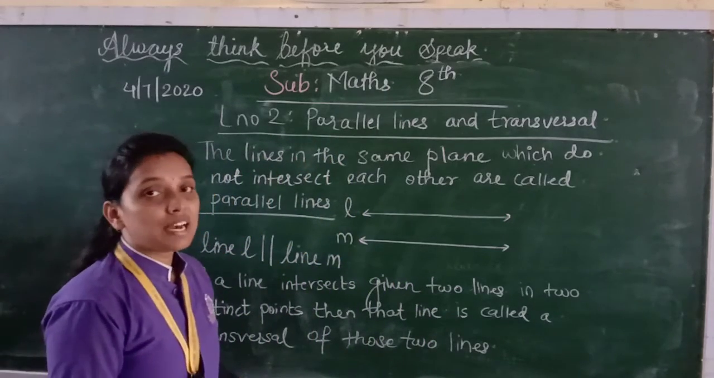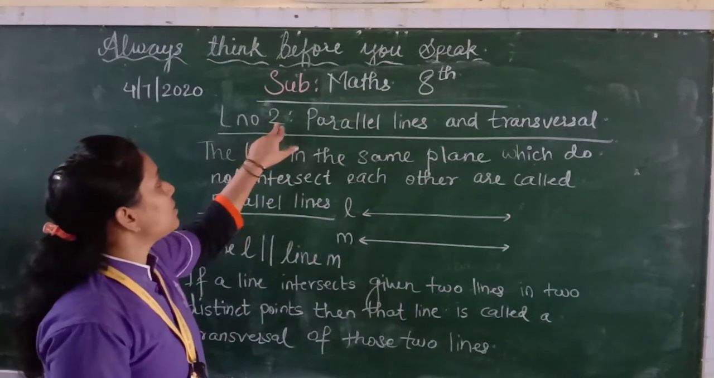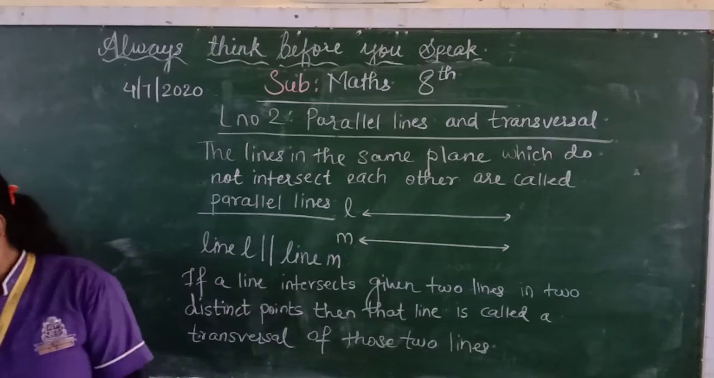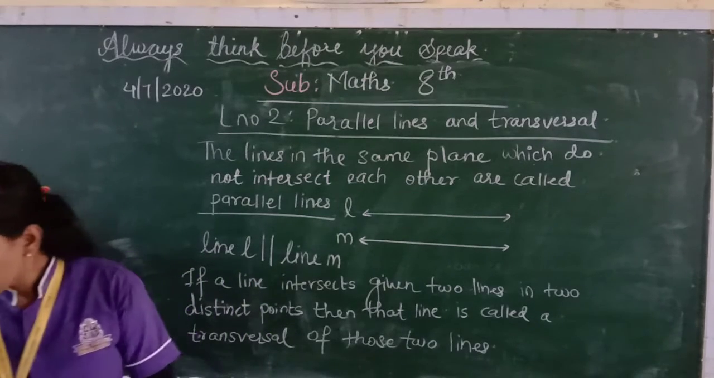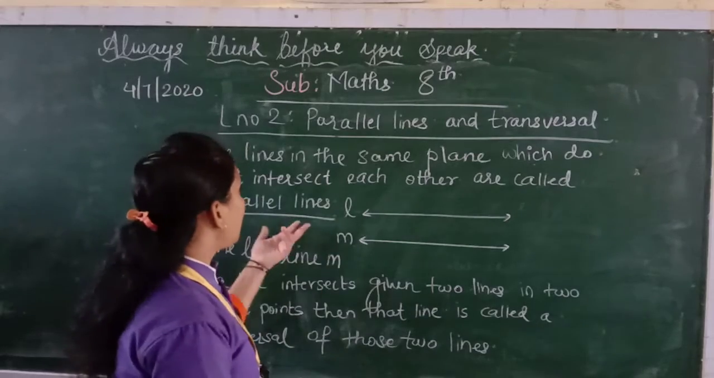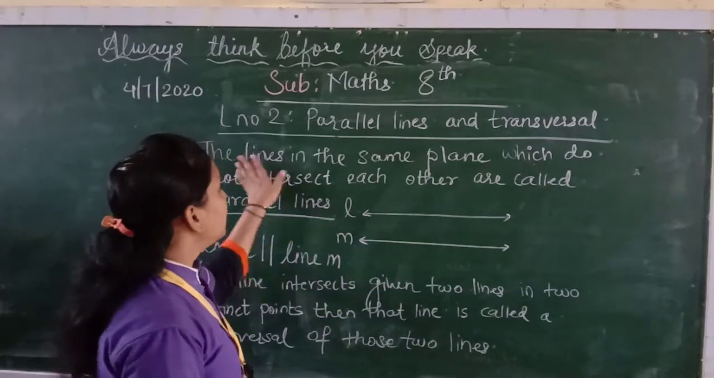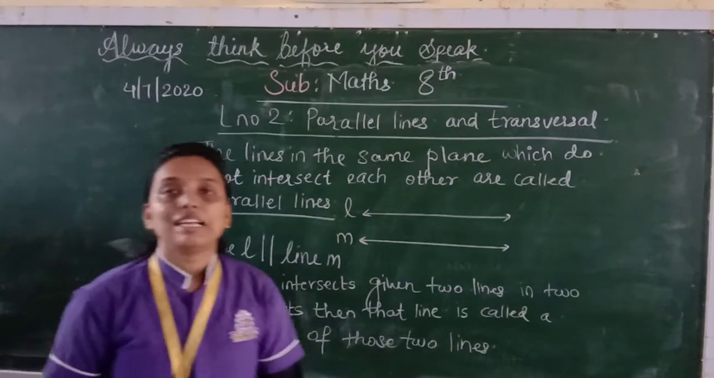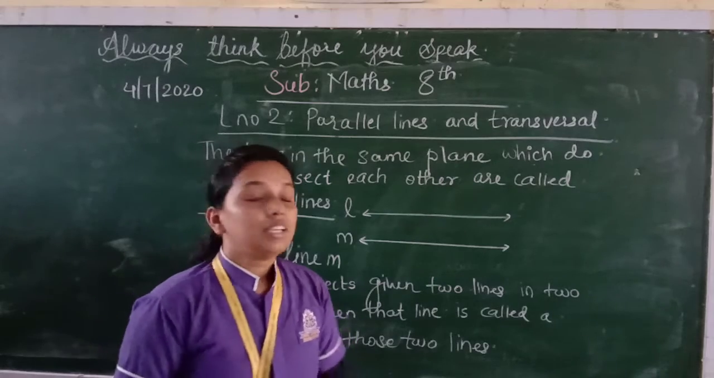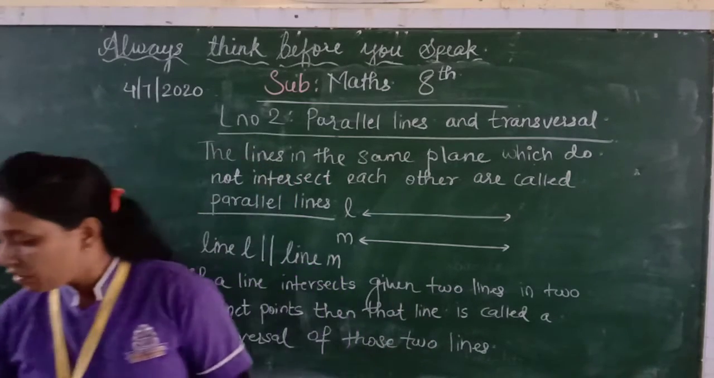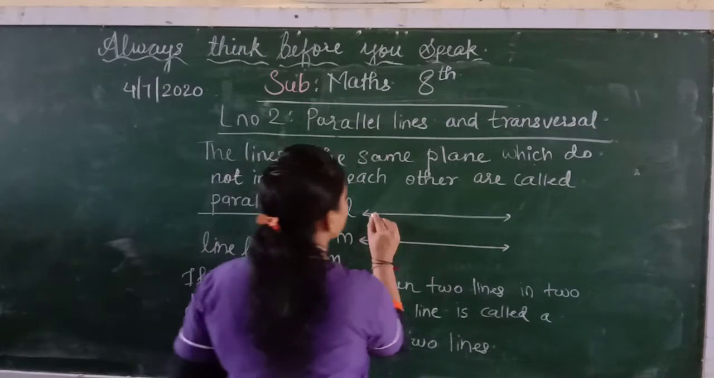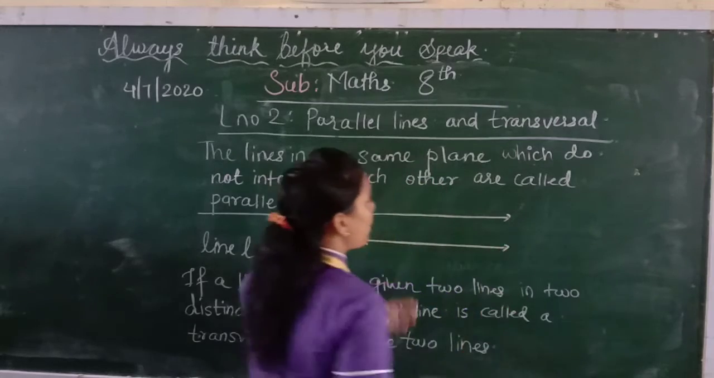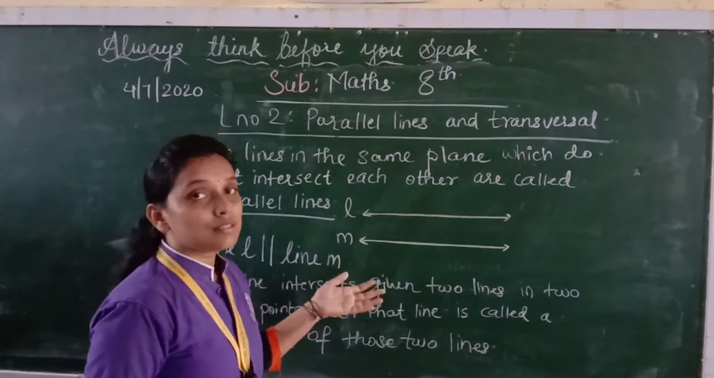We are going to see Maths Standard 8, second lesson, that is parallel lines and transversal. So in this, as you know, what are parallel lines? The lines in the same plane which do not intersect each other are called parallel lines. The lines which do not intersect each other, as you can see over here, they are not intersecting each other, they are parallel. Such lines are known as parallel lines.